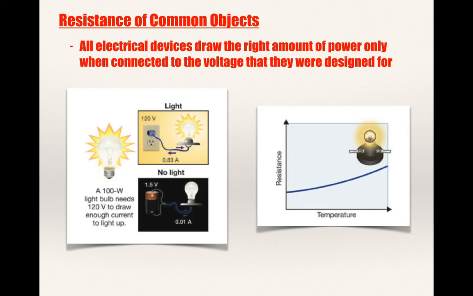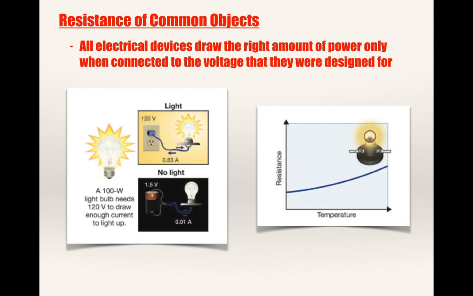So all electrical devices draw the right amount of power only when connected to the voltage that they were designed for. So you have to connect it to the right voltage, otherwise you're not going to get enough current to make whatever that electrical device is light up.